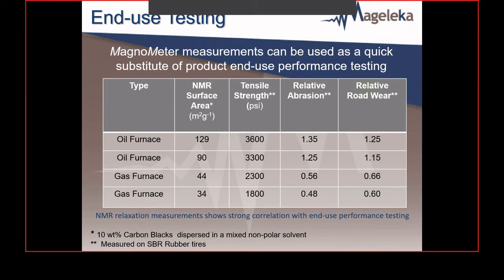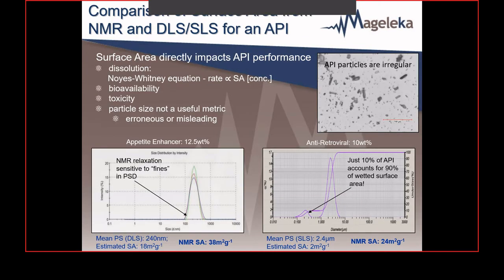So at this point, I've shown a series of examples that I hope have demonstrated the wide utility of NMR relaxation measurements to investigate general issues of particle calibration in various aspects of formulation. And I'm coming to the end, but I just want to try 2 more specialized examples. The first one is the comparison of wetted surface area from NMR with dynamic light scattering and static light scattering for a drug.